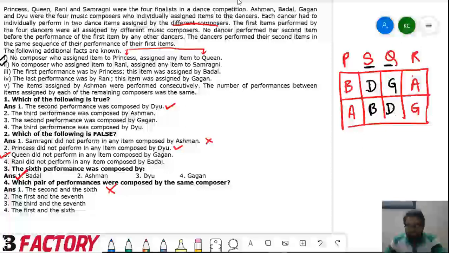First and seventh, not correct. Third and seventh, not correct. First and sixth, that is correct. So answer is option 4. So this was pretty easy question. We had to make just simple table with just 3 rows and 4 columns, and that was done. Okay. So very easy question, should have been solved in the exam.